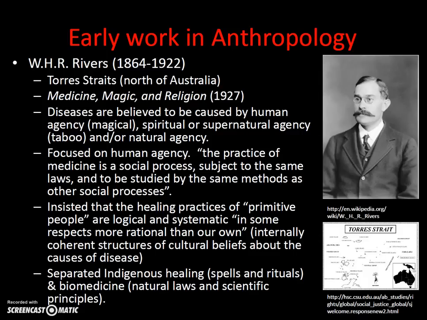And this is, of course, I believe, one of the great attributes of anthropology as a whole, the holistic perspective, where we bring in everything possible when considering a particular issue. So W.H.R. Rivers, who lived from 1864 to 1922, did work in an expedition in the Torres Straits, which is north of Australia. You can see the map there at the bottom right. One of his major publications was out in 1927, entitled Medicine, Magic, and Religion. In this, he details that diseases are believed to be caused by human agency, that is magical, spiritual or supernatural agency, or taboo, and or natural agency.